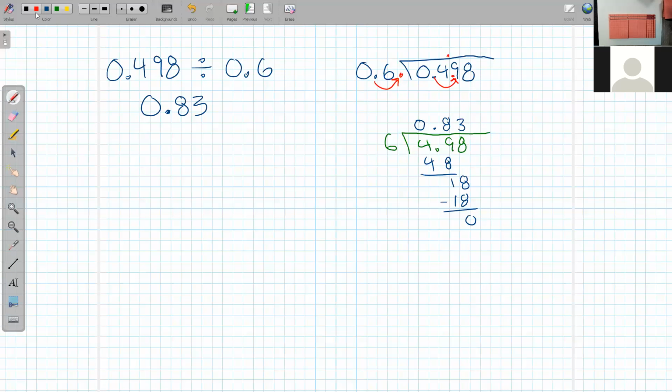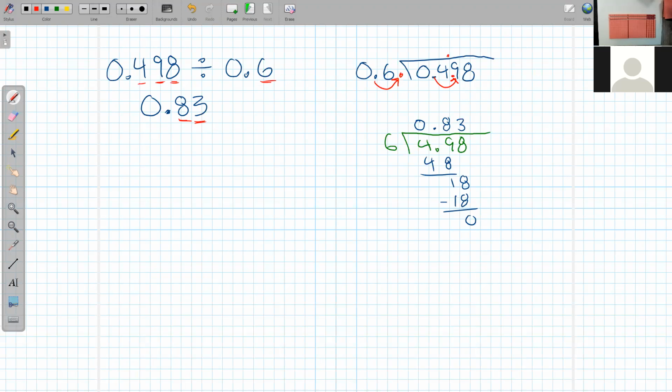Just kind of a quick check off the top. If I were to multiply these together, the result should have 3 places, because there's 1, 2, 3 decimal fraction places there, 1, 2, 3 decimal fraction places there too.